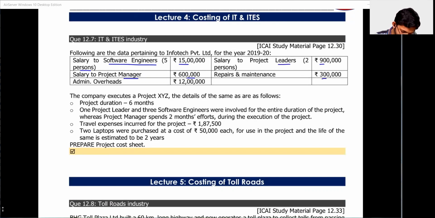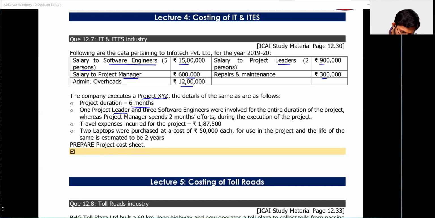Repairs and maintenance, 3 lakh. Administration overheads, 12 lakhs. So very straightforward question. You have certain details of software engineers, project leaders, project managers, then repairs and maintenance, as well as the administrative overheads. Now, the company executes project XYZ. So the company is right now executing a particular project known as XYZ, the details of which are as under. Project duration is 6 months.